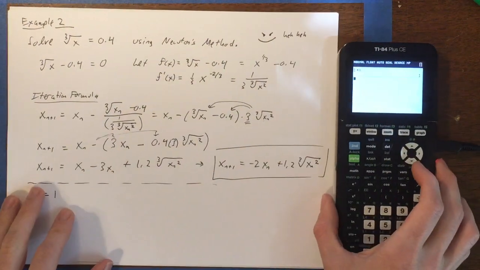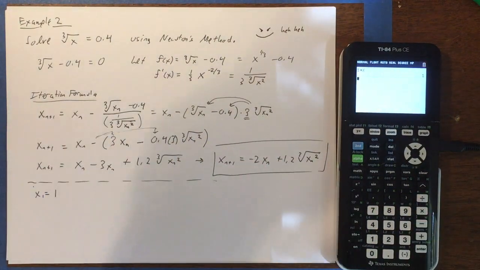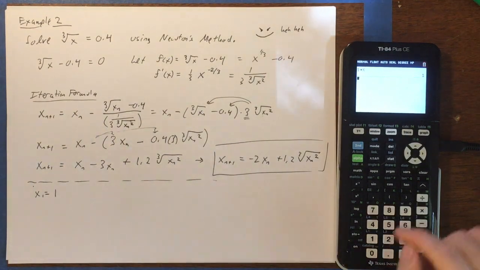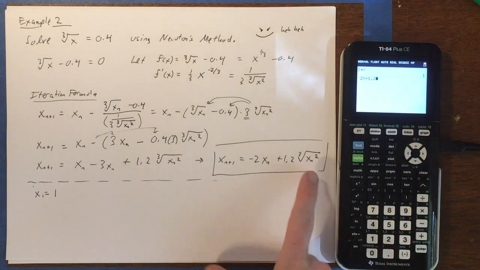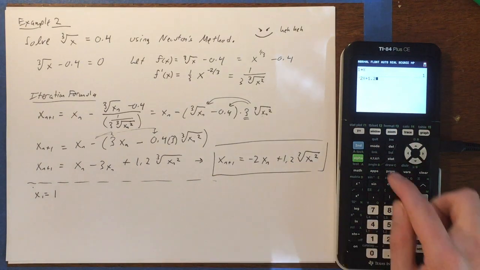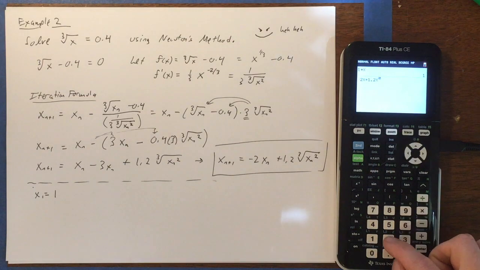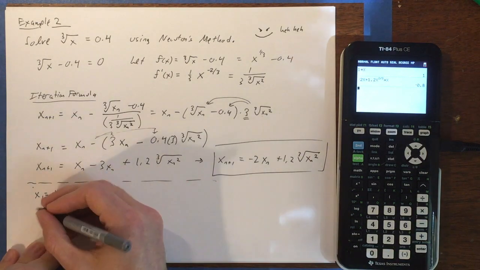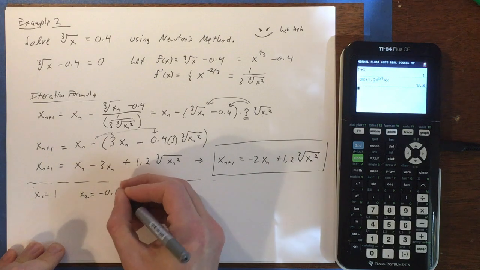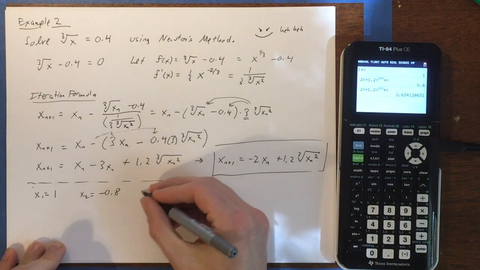So I'm taking 1, I'm storing it in x, and now I've got my formula there, and I'm going to type that in. I'm going to type negative 2x plus 1.2, and then I might as well just make this x to the power 2/3. So x to the power 2 divided by 3 in the power. There we go. So I think that looks right, negative 2x plus 1.2x to the 2/3. So I'll take that and store it in x. That's what I want to do. And so if I hit enter, it's going to tell me what the x2 is. Here we go. So x2 is negative 0.8. I hit enter again, and it'll give me x3.